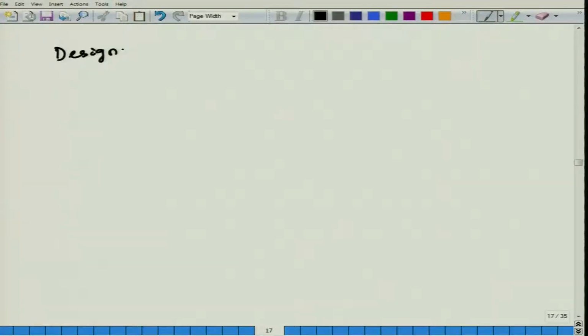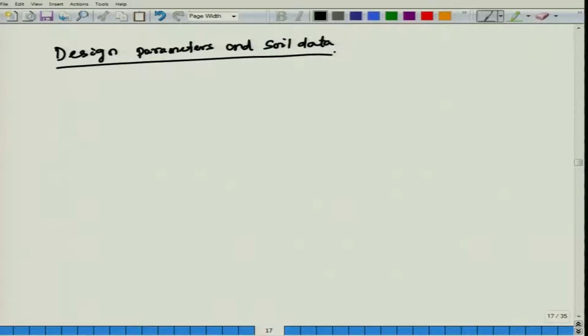Now, before we conclude, based on this subsoil investigation, you need to have your design parameters and soil data. This you have to provide to your design engineer. So, what is the information given regarding your subsoil investigation?